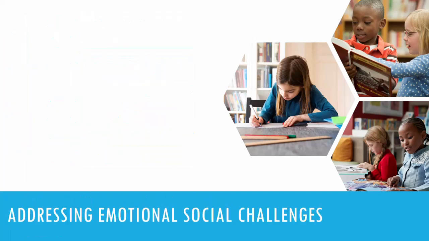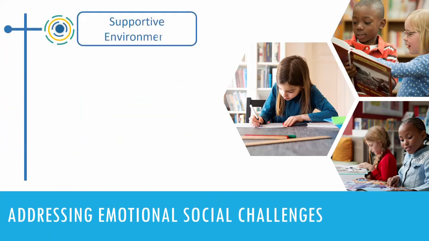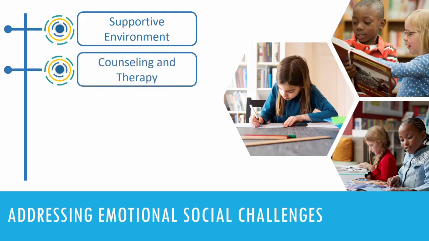Addressing emotional and social challenges. Supportive environment. Creating a supportive and understanding environment at home and school can help alleviate some of these emotional and social pressures. This includes having open discussions about dyslexia, focusing on strengths, and providing emotional support. Counseling and therapy. Professional counseling or therapy can be beneficial, providing a safe space for individuals to express their feelings and develop coping strategies.